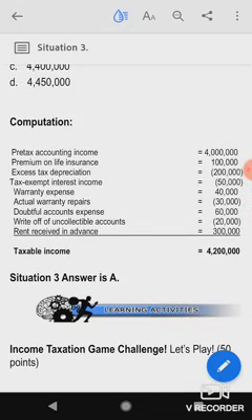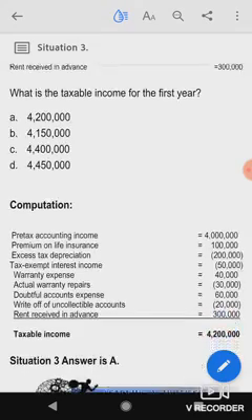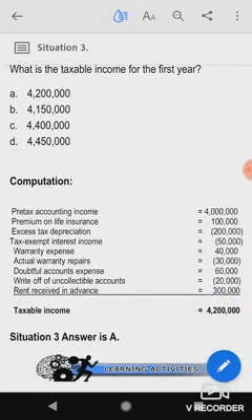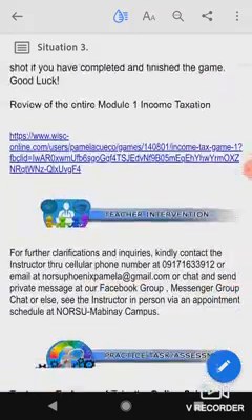This will be multiplied by 30% and we will come up with the tax due. However, the question only asked how much is the taxable income for the first year of operation, and the answer is letter A, which is 4.2 million. Okay, so that's it.